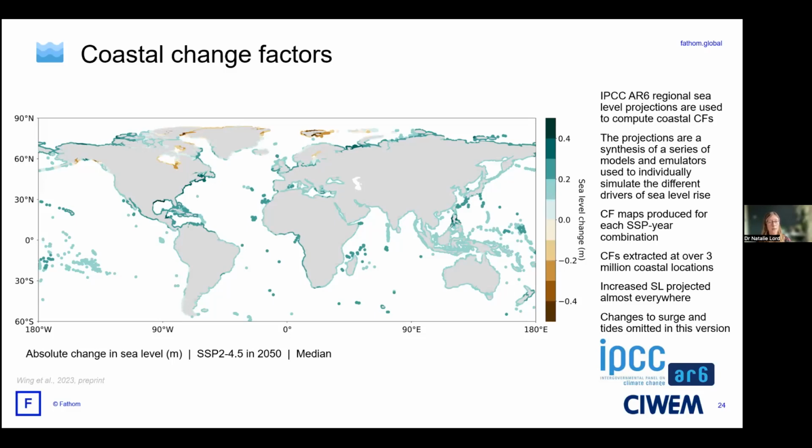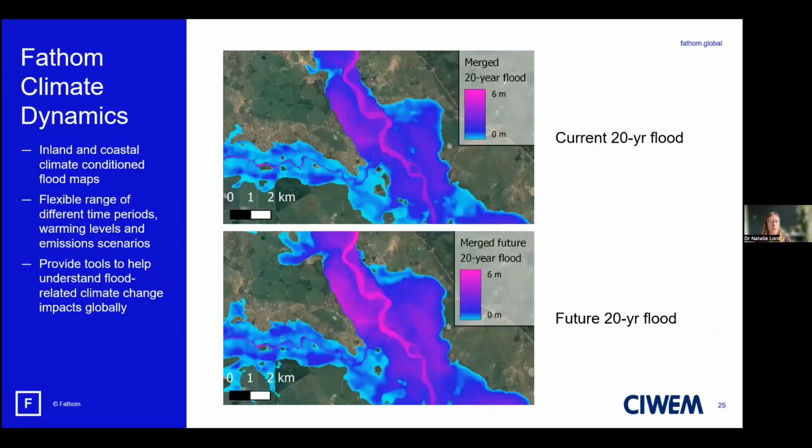Next slide, please. So in order to produce our global flood maps, each of these sets of change factors is used to update our historical baseline data. And this allows us to produce inland and coastal climate condition flood hazard maps, such as the one you see on the right-hand side of the slide, which shows the increased depth and extent of fluvial flooding for a 20-year event under a warmer climate compared to a 20-year event under a current climate. And by using the approach of defining our change factors in terms of global warming levels, it means that we can produce flood data for a flexible range of future time periods, warming levels, and emission scenarios.